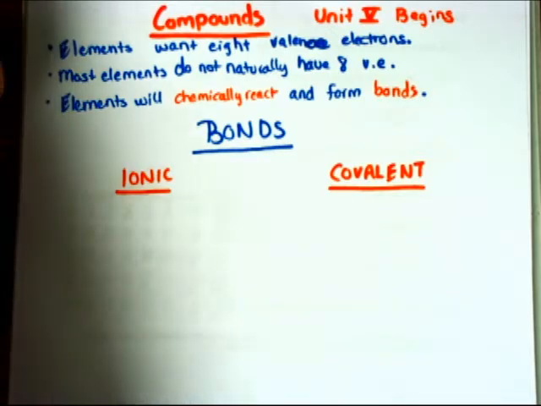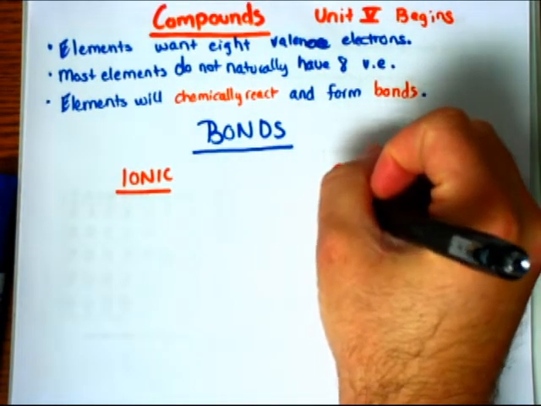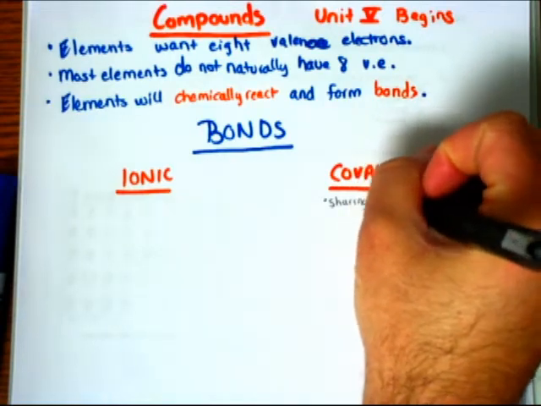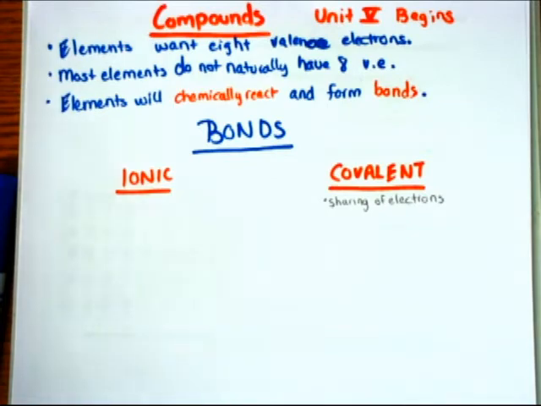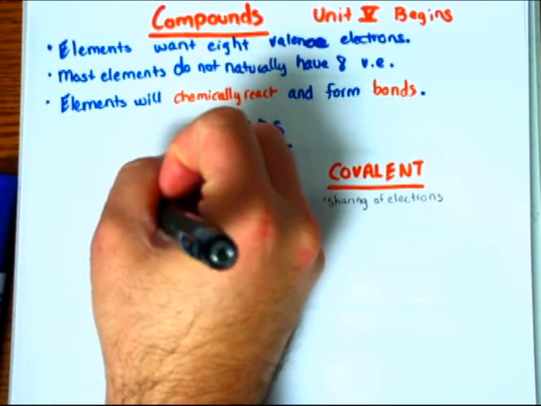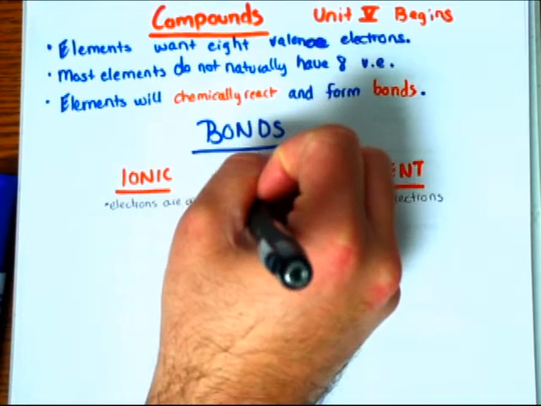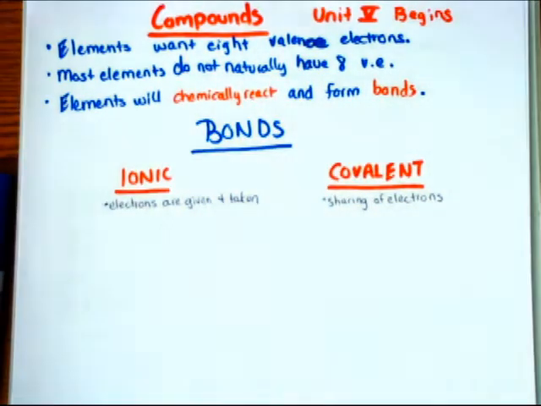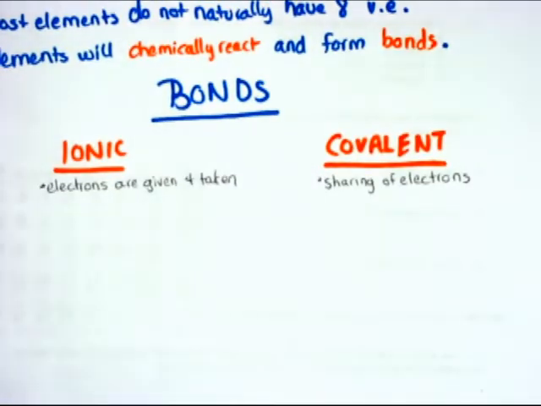Let's go through some properties of each. Bonds that are covalent involve a sharing of electrons. So electrons are shared between elements. But in the case of ionic compounds, electrons are given and taken. So you can see that there's kind of a difference between them. Ionic bonds are going to be giving and taking electrons, and covalent is going to be sharing electrons. Good?